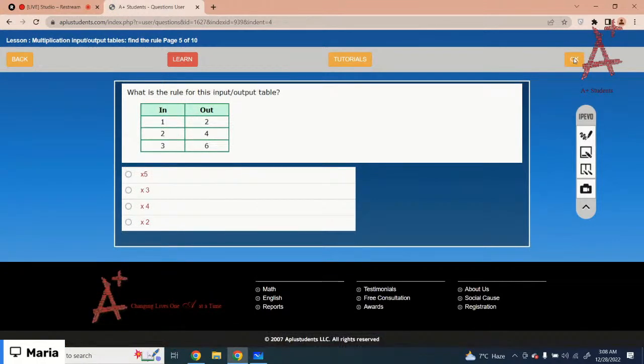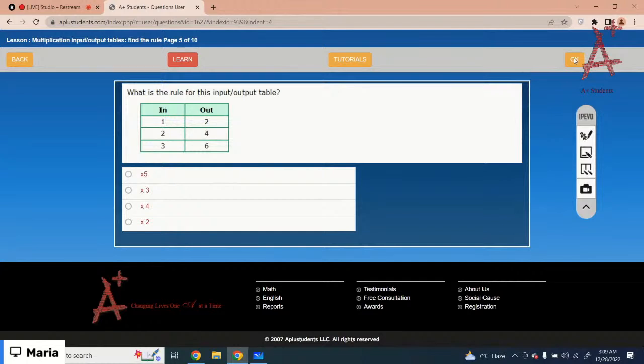What is the rule for this input output table? Which is the correct option? Input values are 1, 2, 3, and output values are 2, 4, and 6. So which is the correct option? What number is multiplying by the input value to get the output value? 1 times what number equals 2? 2 times what number equals 4? Yes, it is 2. Got it?